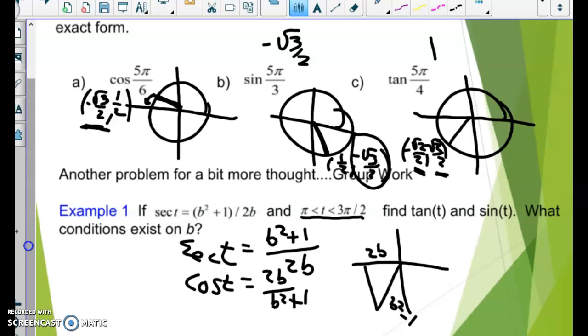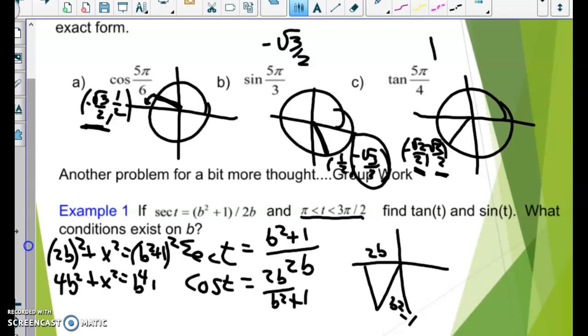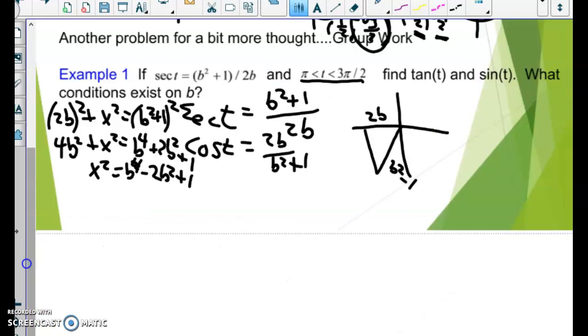And to get the third side, I'm going to use friend Pythagoras to come up with that for me. So I'm going to say 2b squared plus x squared equals b squared plus 1 quantity squared. And I get 4b squared plus x squared equals b to the 4th plus 2b squared plus 1. And solving for x, I get x squared equals b to the 4th minus 2b squared plus 1. And I'm going to need more room.